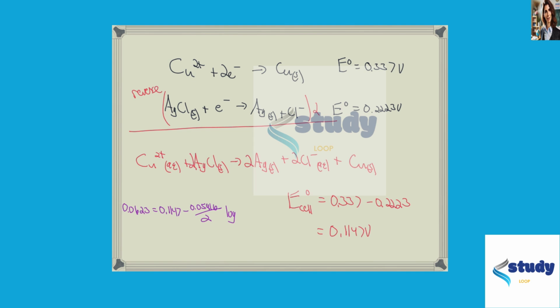Q is going to be the concentration of chloride squared, because it's a product. The 2 solids are excluded, divided by this solid that's excluded, and just the concentration of copper, which they tell us is 0.500. And so they didn't ask us to calculate chloride, but they gave us everything we needed to calculate chloride, and we just solve this equation to get our chloride concentration.